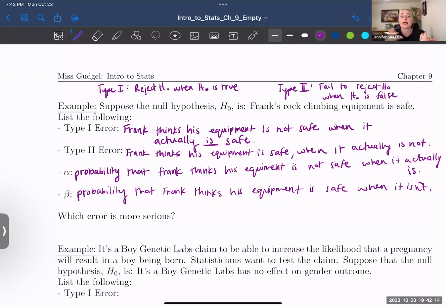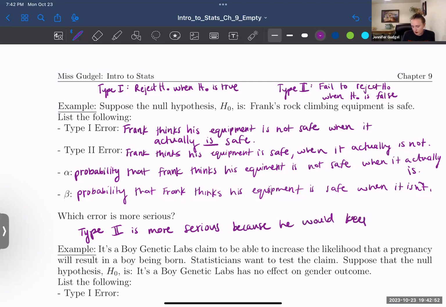All right, and this is because in this case, Frank has no reason to not believe his equipment is safe. So he's going to go and use his equipment. But was his equipment actually safe? It wasn't. So he could really hurt himself because he's out there using his carabiners and all of his ropes and stuff, and something could snap and he could hurt himself while he was rock climbing. All right. So type 2 is more serious here, because he would keep using unsafe equipment.